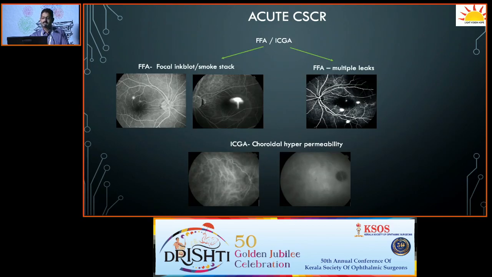Now, you see a case of CSR. What next? Subject the patient, after the OCT, to FFA and ICG. In FFA, you can either get an ink blot leak, like over here, or you can get a smokestack leak. Sometimes you might also get multiple leaks. On ICGA, you will see choroidal hyperpermeability.